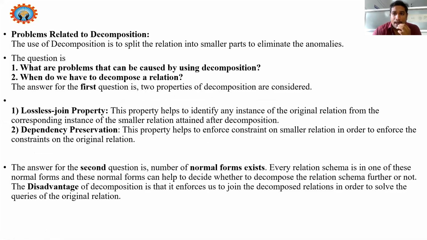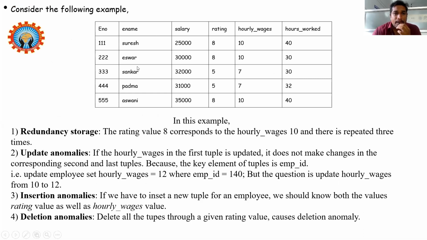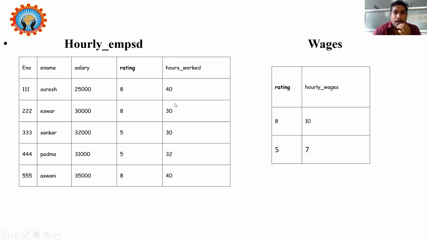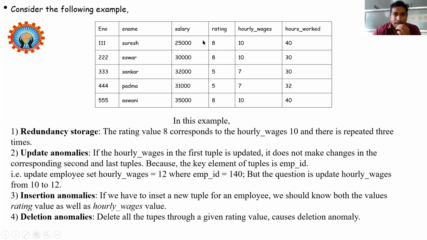For example, take this relation. If I am dividing this relation into two relations, called e number, e name, and rating, and salary and hours worked is divided into another relation, now I have three relations. Again, if I combine these three relations, I have to get this original main relation. This process is called the lossless join property.